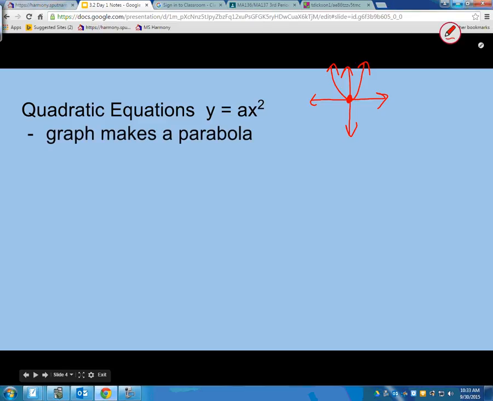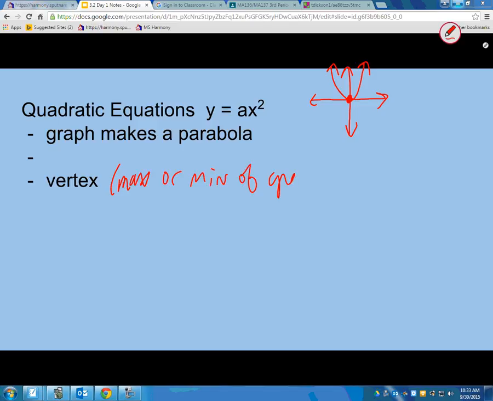We should know it makes a parabola. The vertex is that turning point on the graph, right? If it opens up, that's a minimum. If it opens down, it's a maximum. So I'm going to put it's the max or min of the graph. It's just me hitting enter, and it automatically put a little dash there.